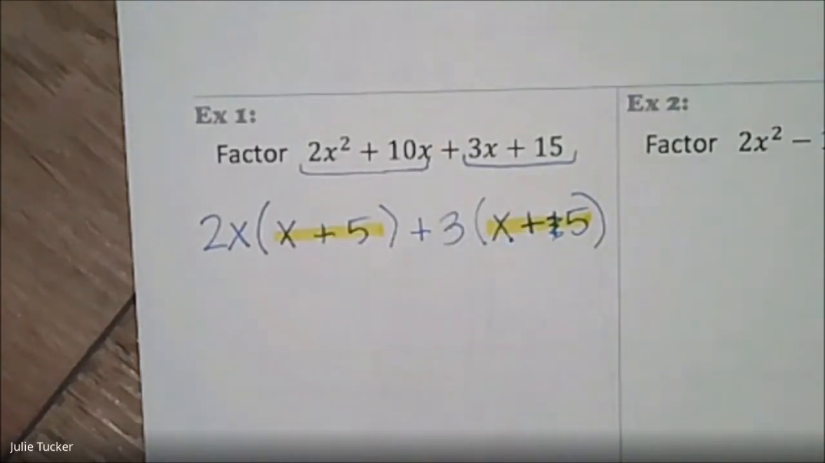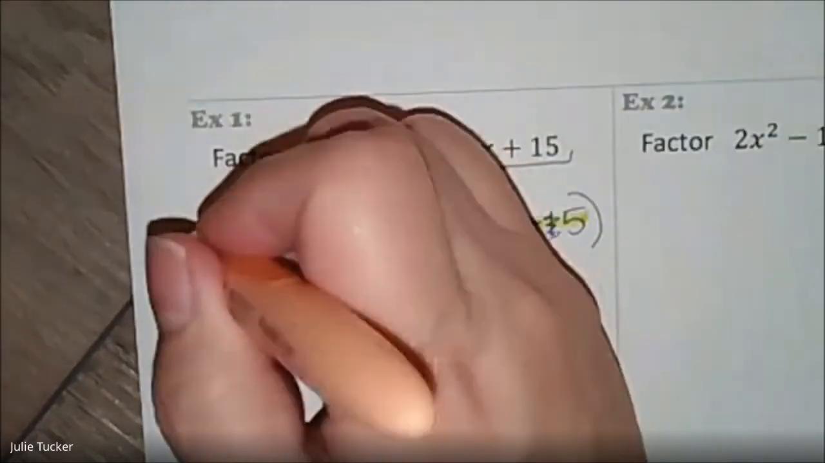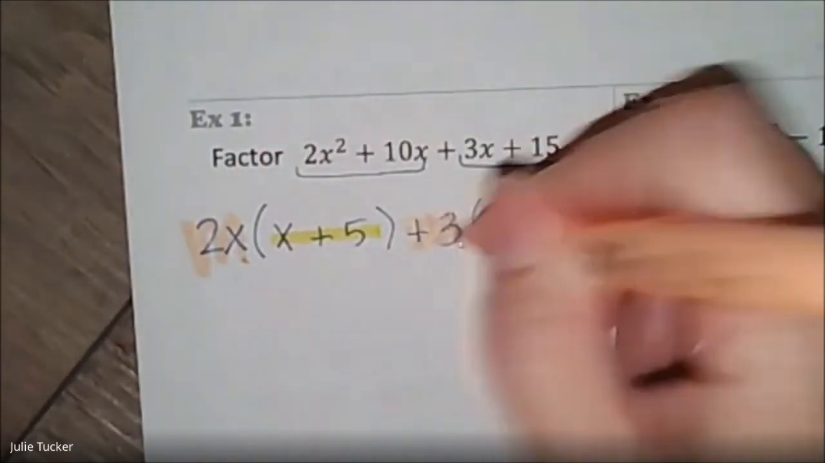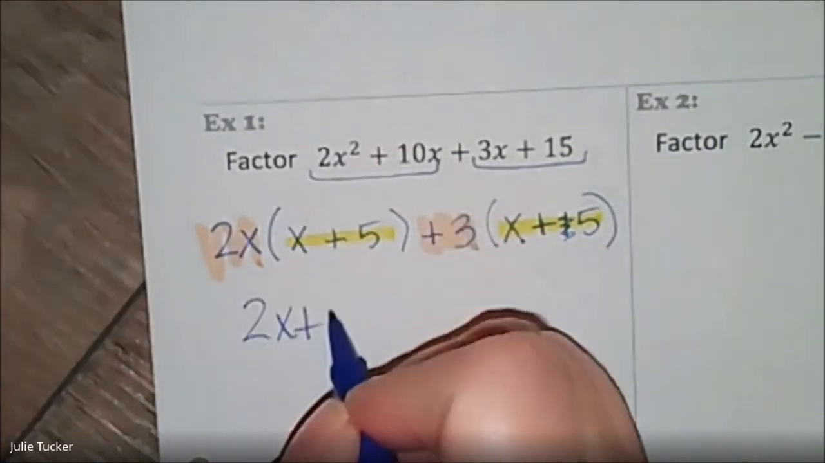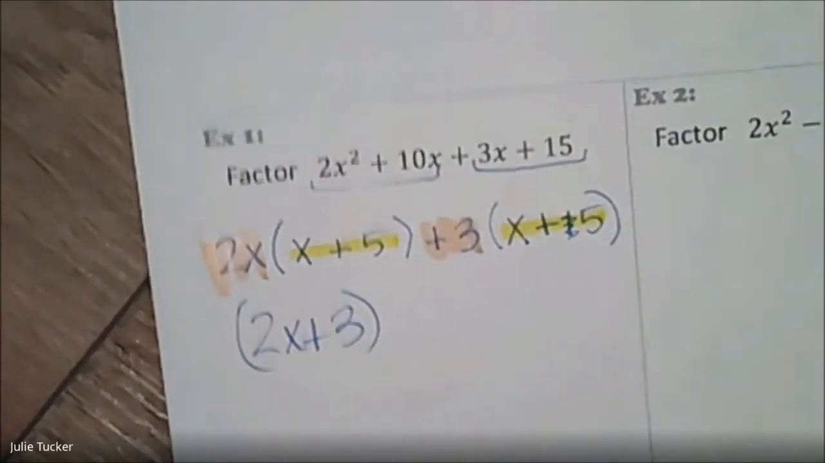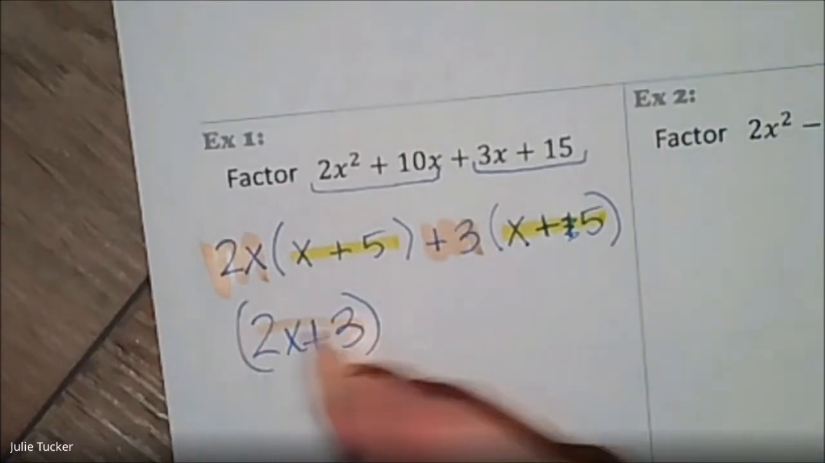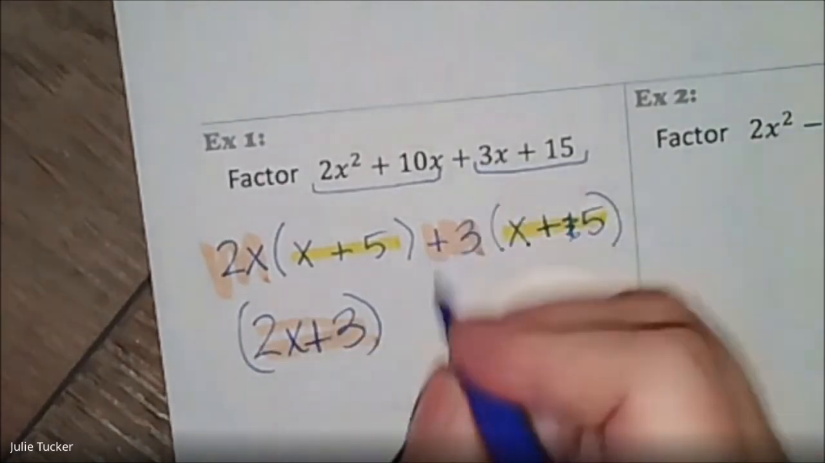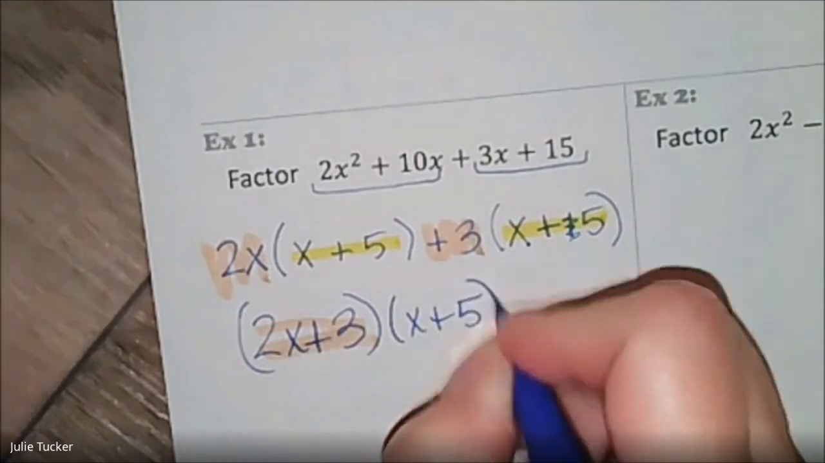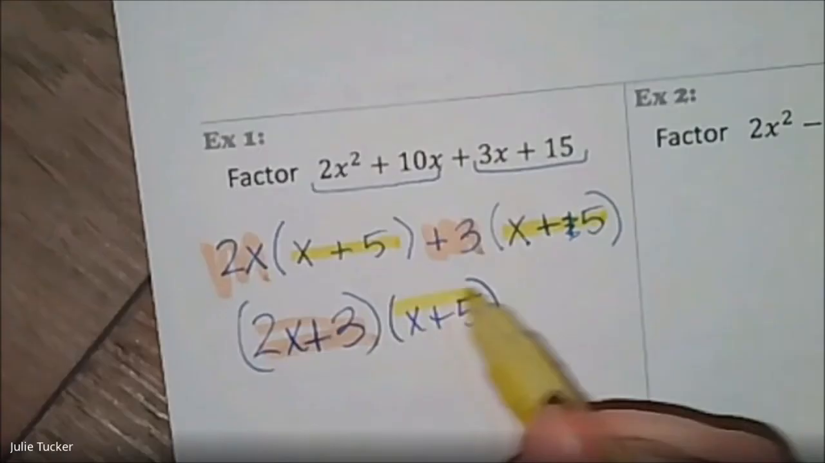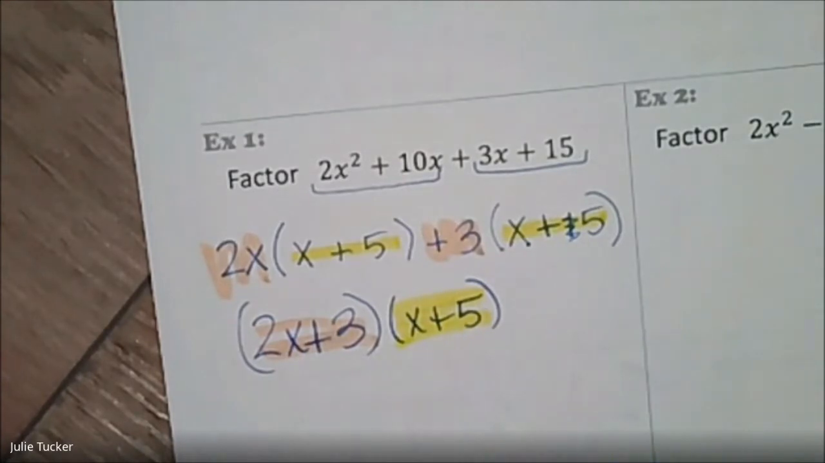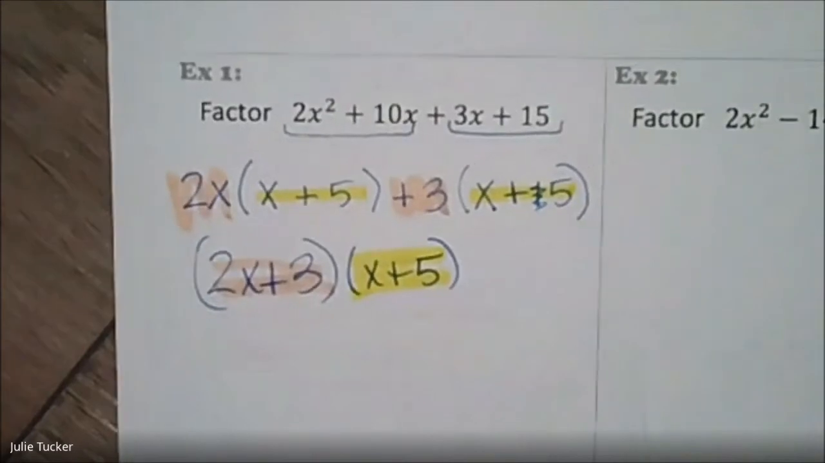Well, we can take the 2x and the 3 and combine them together into 2x plus 3 all times x plus 5. Okay? Because you're basically saying the 2x and the 3 were both multiplied times x plus 5. And that is what's called grouping.